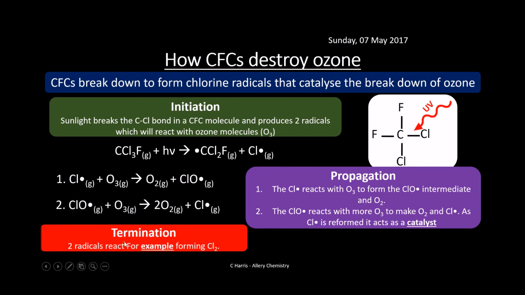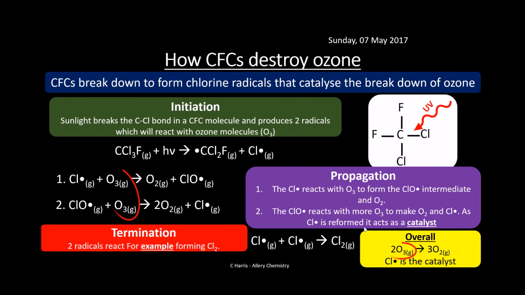Okay, and termination, basically this is where we've got 2 radicals reacting together. So for example, we're forming Cl2, there it is, Cl dot plus Cl dot forms Cl2, and that's the termination step. So overall, what we have, and you can see them circled there in red and blue, we've got 2 molecules of ozone, which is the red one, producing 3 molecules of O2, which is the one in blue, and Cl dot is the catalyst here.